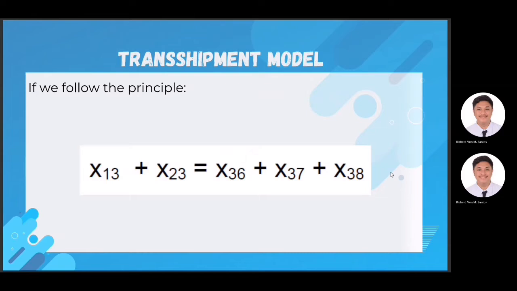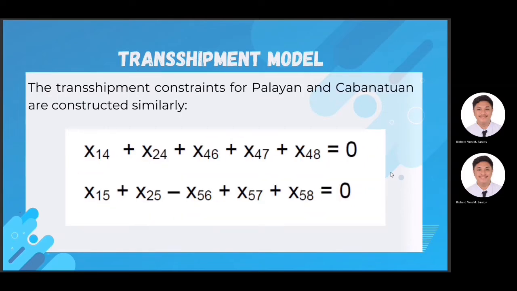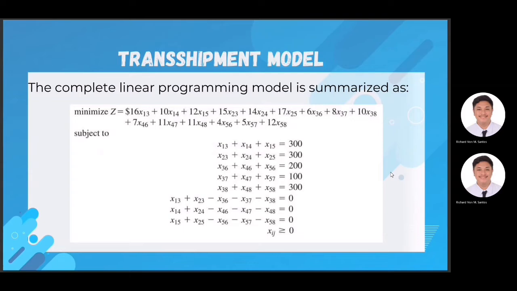The transshipment constraints for Palayan and Cabanatuan are also constructed similarly, as you can see in the presentation. The complete linear programming model, including the objective function, can be seen on the presentation. The objective of the wheat shipping example is to minimize the transportation cost from the farms to the grain elevators, the transshipment points, and onto the flour mills.